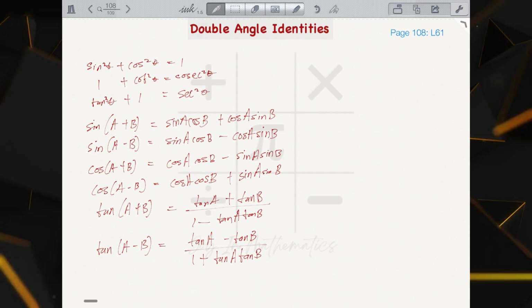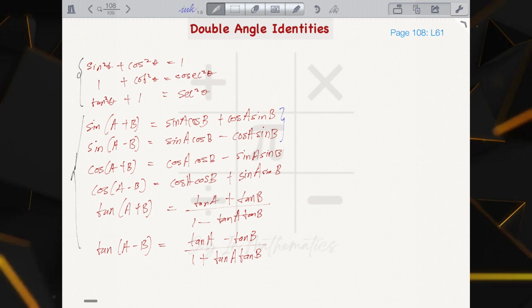So we have the fundamentals: sine square theta plus cos square theta is equal to 1, 1 plus cot square theta is equal to cosec square theta, and tan square theta plus 1 is equal to sec square theta. Now we have the sum and difference identities, but now let's reduce this into 3. Let's combine this into 2, and we'll say this will be sine.